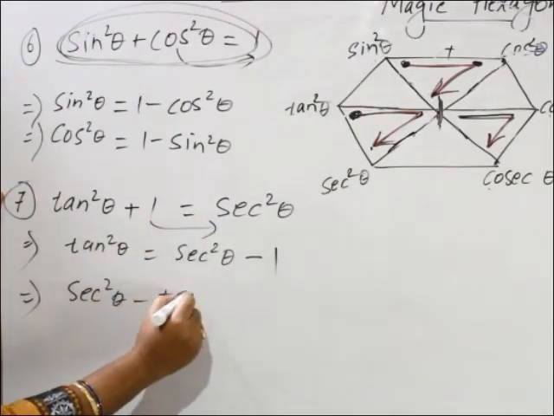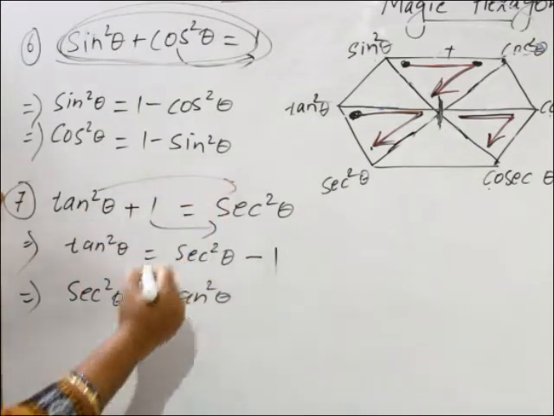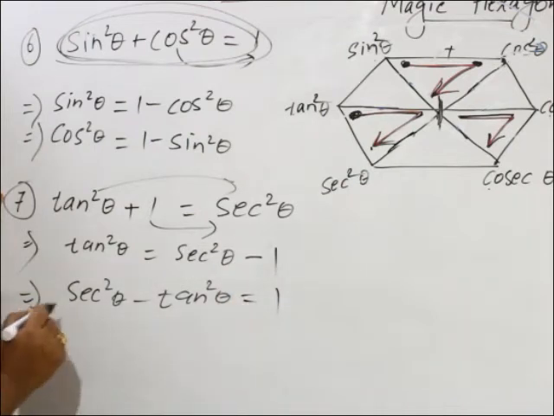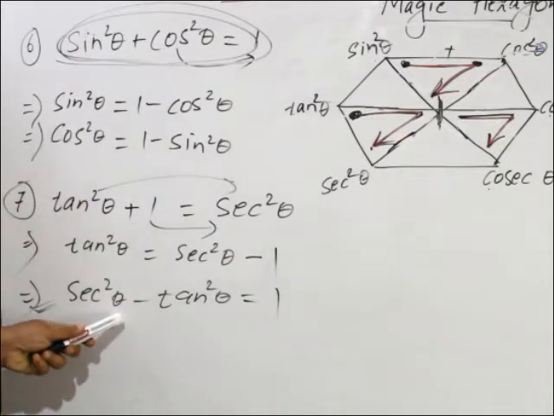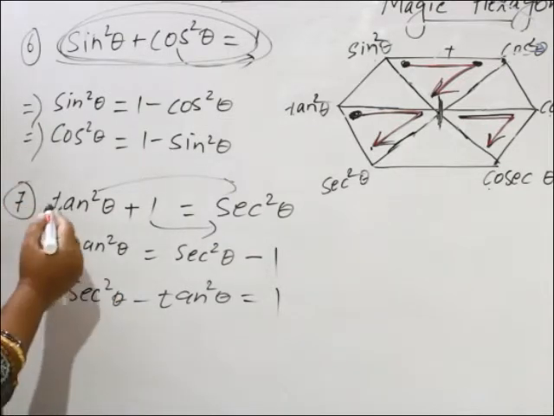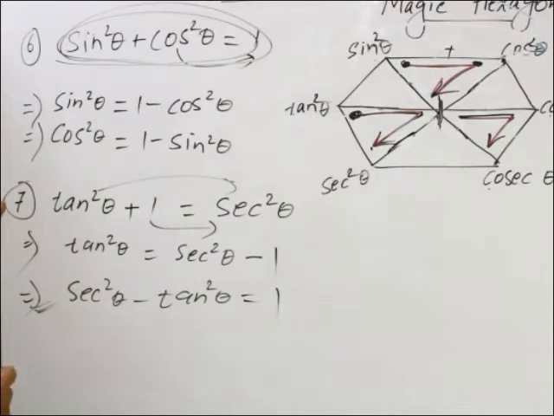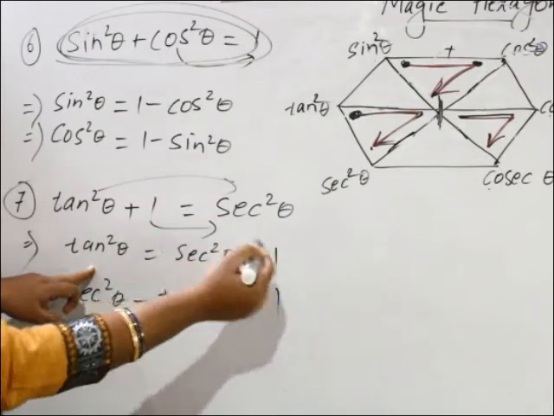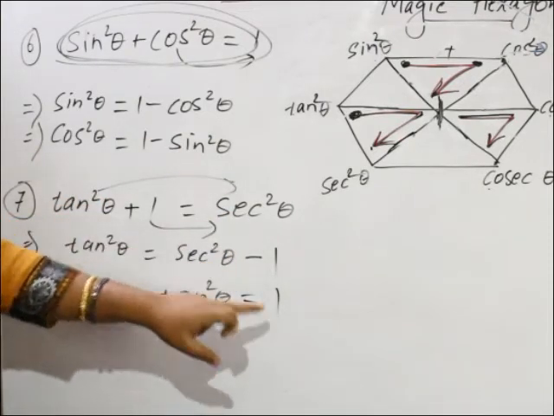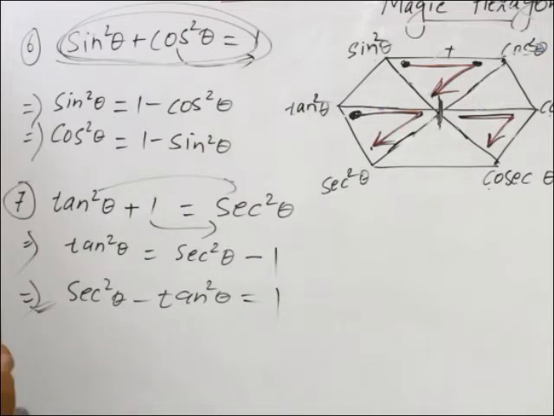Next, sec square theta minus tan square theta equal to 1. This one we did already, once you turn your pages, we did this one already. Given sec square theta minus tan square theta equal to 1. The main one is tan square theta plus 1 equal to sec square theta. From this one came: when you shift 1 to that side, tan square theta equal to sec square theta minus 1, and sec square theta minus tan square theta equal to 1. Clear? This is also over.